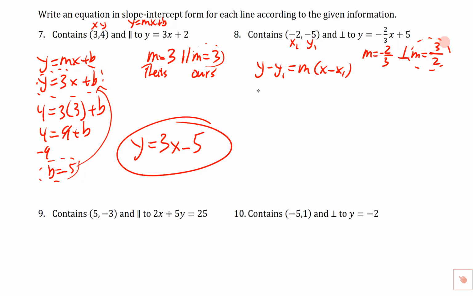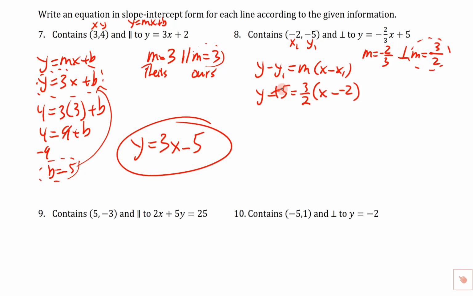So here's what we're going to do. We're going to do y minus whatever y1 is, so that's a minus 5. And then the slope, which is right here, so that's 3/2, and then x minus whatever x1 is, so that's going to be a minus 2. Now, the cool thing about doing it this way is it generally takes a little bit less work. Slightly more straightforward here because all we have to do is just simplify this. This really is a perfectly good equation. We just need to simplify it a little bit.